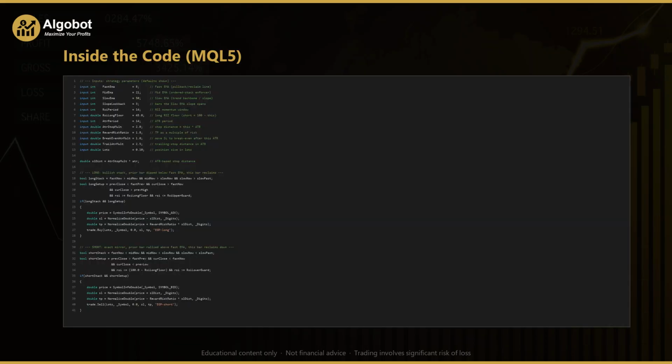Here's the same logic as it appears in MetaTrader. At the top are the input parameters you can adjust. FastEma, MidEma, and SlowEma define the three average ribbon, defaulting to 8, 21, and 50.